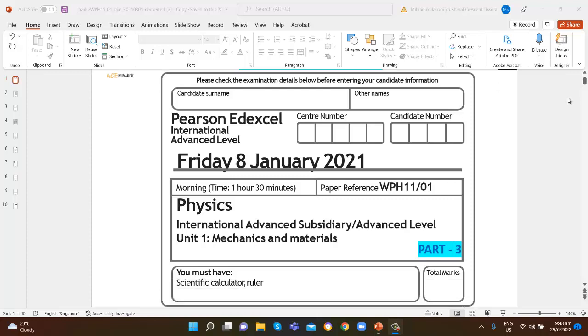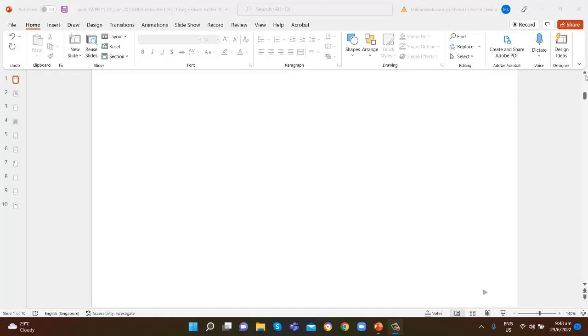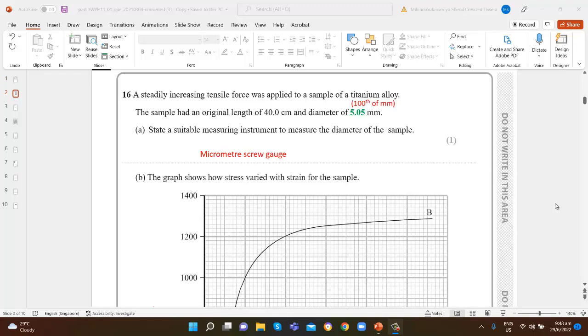Shall we start with the first question? Actually, it is not the first question, it is question number 16. I have done part 1 and part 2, and this is part 3. So my part 3 starts with question number 16.